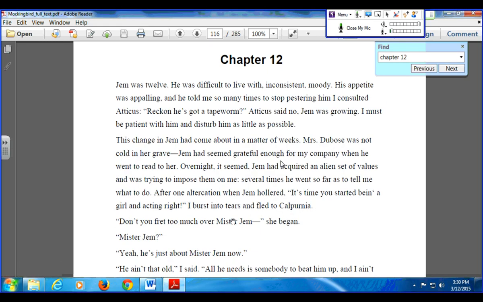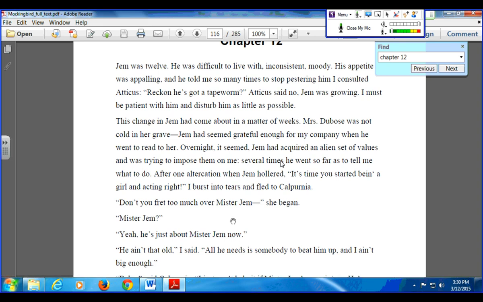So we'll start off here at chapter 12 in part 2, which you can find on page 153 of the novel.